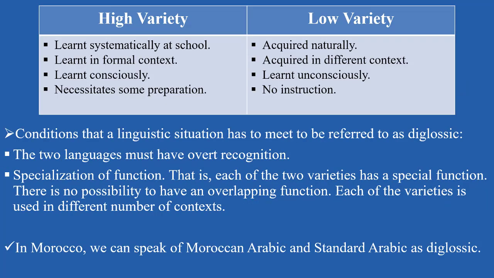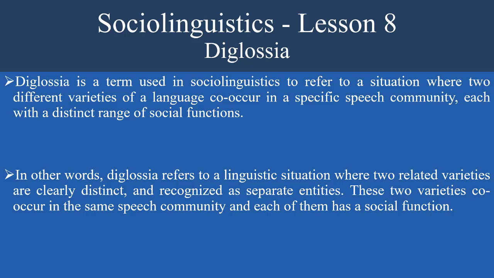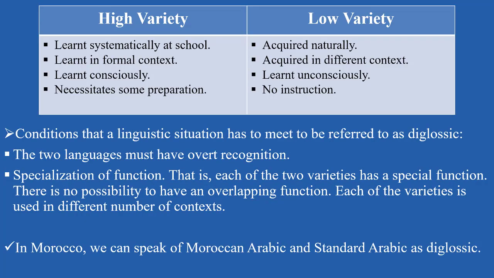So when we talk about two varieties, sociolinguists speak of a high variety and a low variety. So we have one of these varieties high, the other low. What does this mean? So we have a high variety. That means it is learned systematically at school, learned in a formal context, learned consciously, and necessitates some preparation.